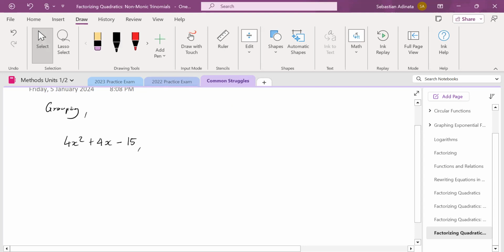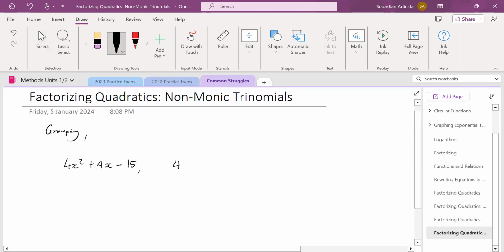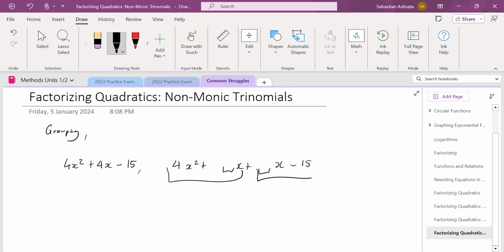What we want to do is turn this into 4x squared plus something x plus something x minus 15. Factorize these separately and then factor them together. Once we get into this spot, it'll be much easier to see. So in order to split this 4x into two separate things, what we're going to do is multiply whatever's in front of the x squared and whatever doesn't have an x together.